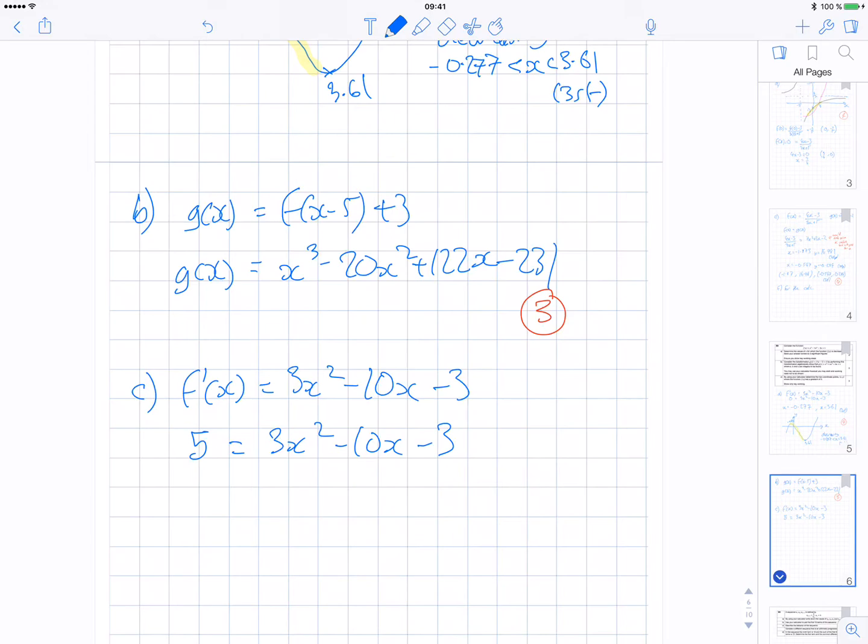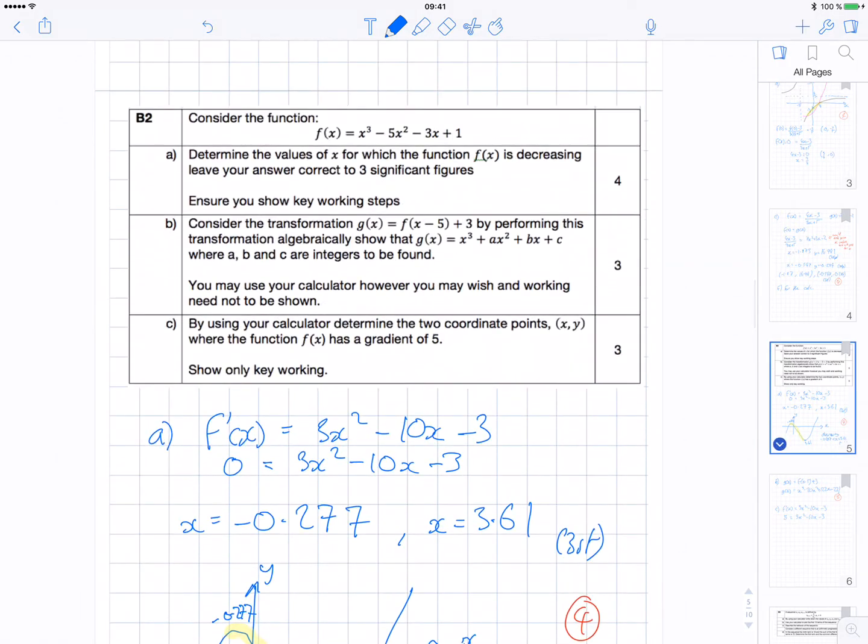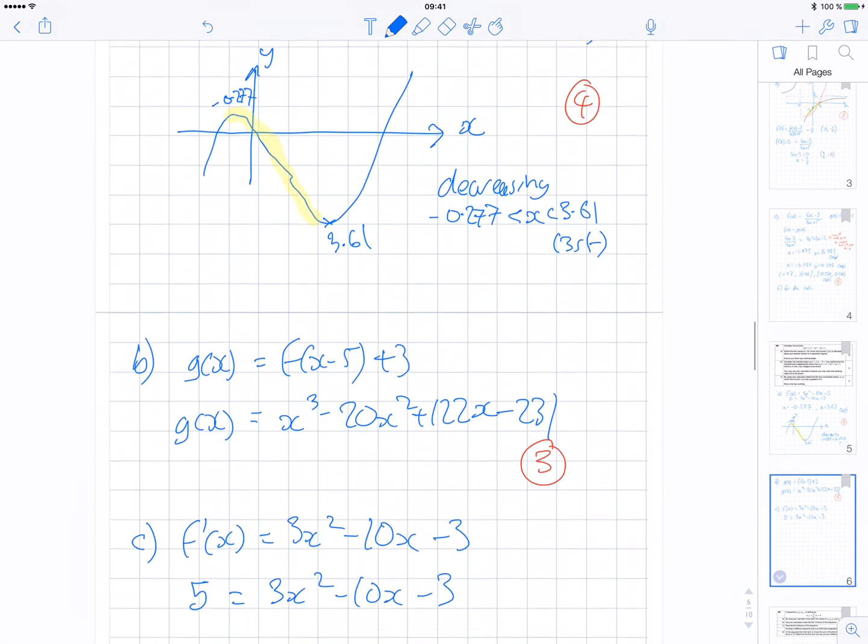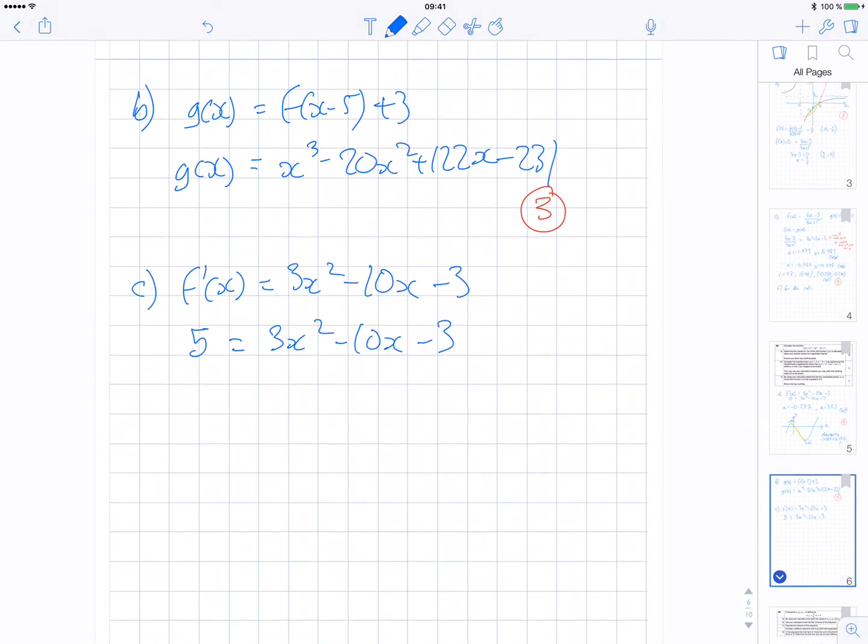Calculator switched off 1 second. Solve. In brackets 5 is equal to 3x squared minus 10x minus 3 comma x, and I get, and it says by using the 2 coordinate points, so we have x is equal to minus 0.667 to 3 sig figs, and x is equal to 4. That one's been rounded to 3 significant figures. The other one is exact.